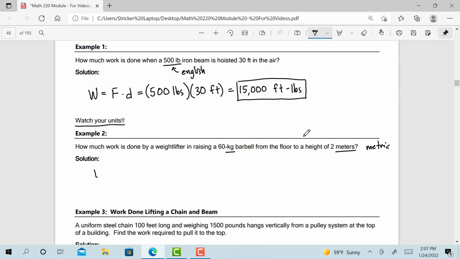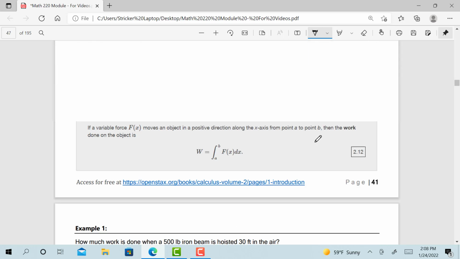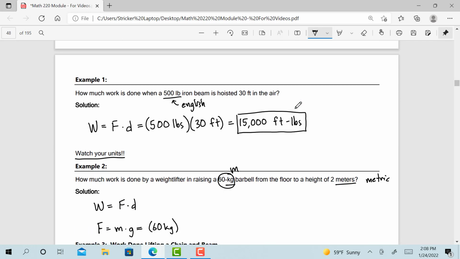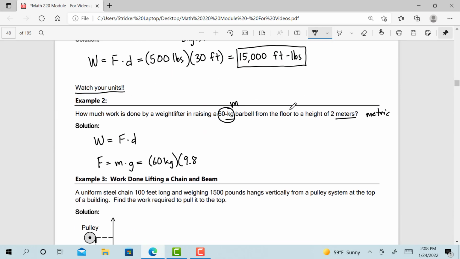So again, work equals force times distance, but remember for the metric system, force is equal to mass times the acceleration due to gravity. Look at our mass. There's a mass right here of 60 kilograms for the barbell. So we have 60 kilograms times the acceleration due to gravity, which, as we said on the previous page, in the metric system is 9.8 meters per second squared. Multiplying that out, 60 times 9.8 is 588 newtons.